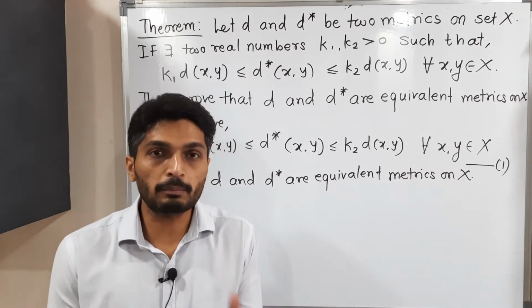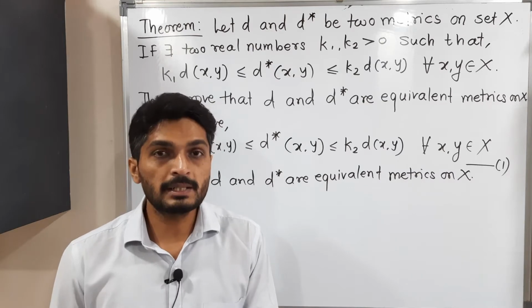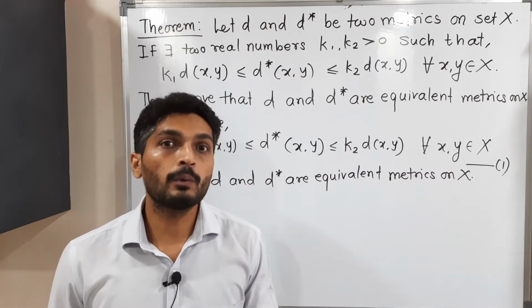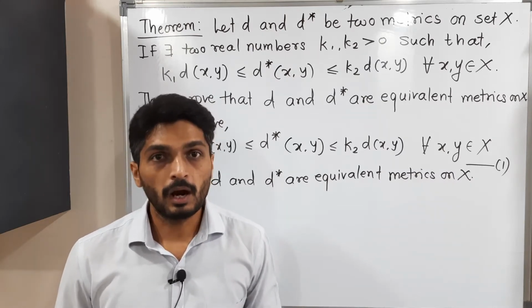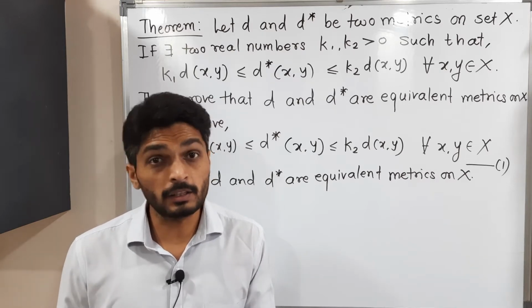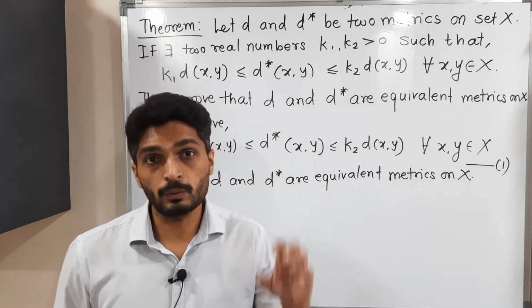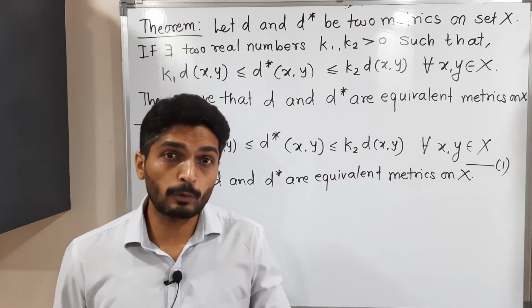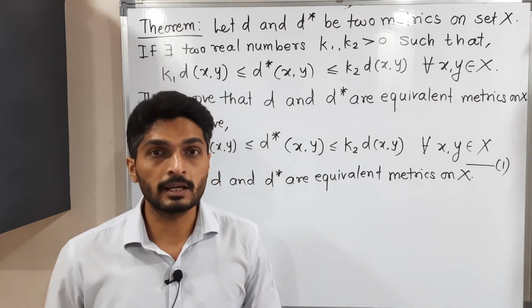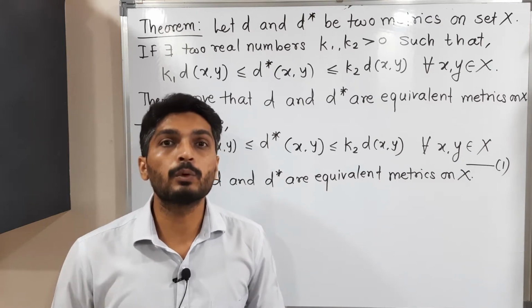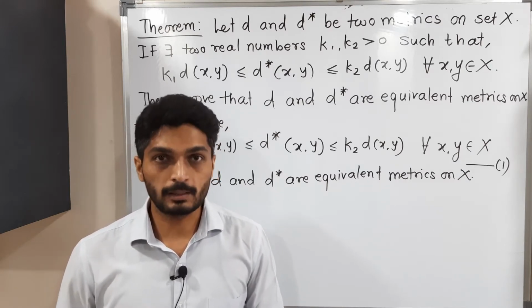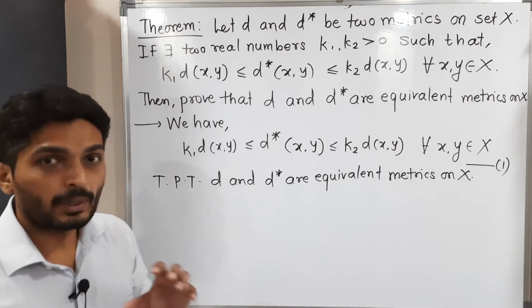We are already familiar with the definition of equivalent metrics, but in the previous video we discussed a very important theorem: to prove that two metrics are equivalent, if every D open ball contains a D star open ball, and if every D star open ball contains a D open ball, then we can declare the two metrics equivalent. The same technique we are going to use to prove this theorem. So let us start with one D open ball.